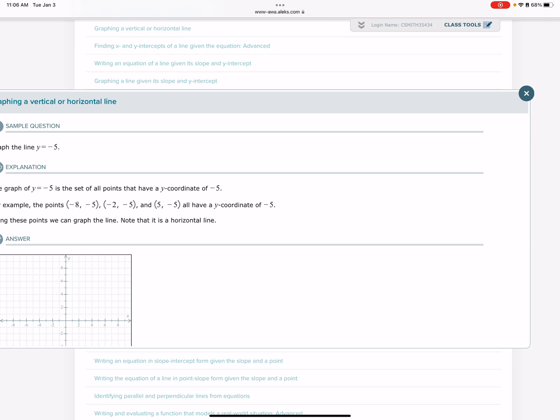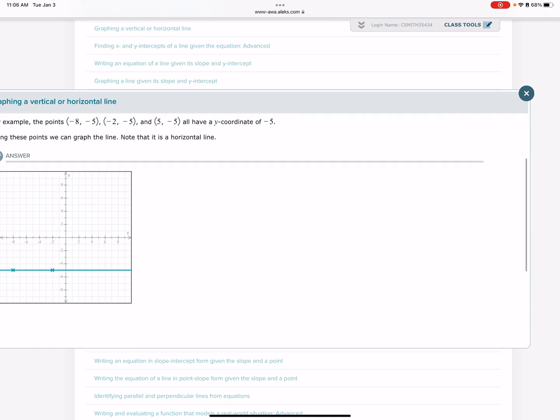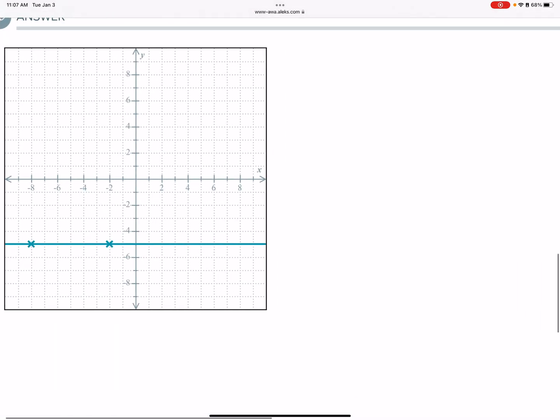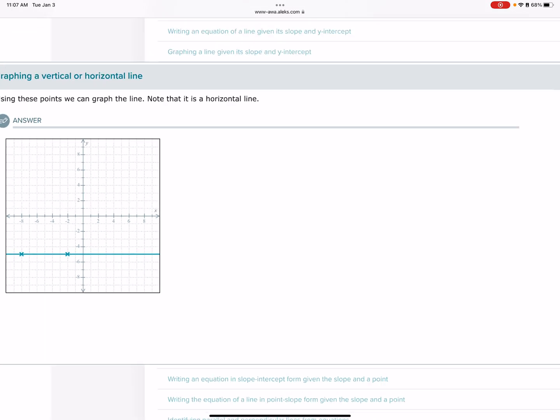That means y is always -5. So you go to the y-axis and you put a dot at -5. Just keep putting dots there, -5, -5. And you can see it's going to be a horizontal line because it goes through -5, and y never changes.